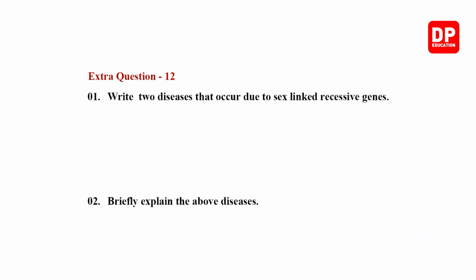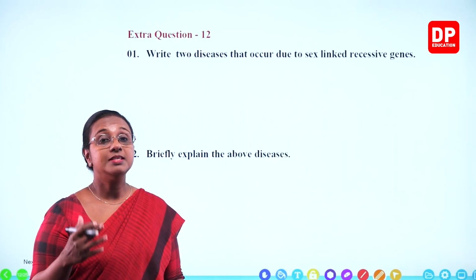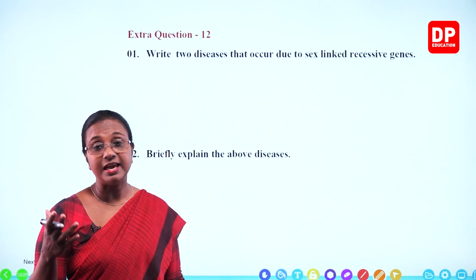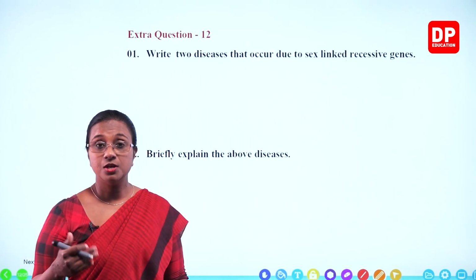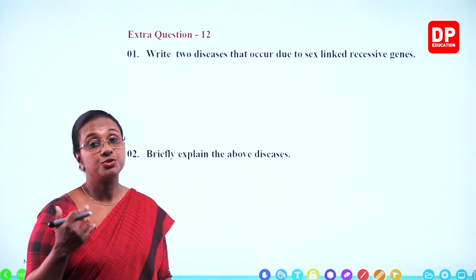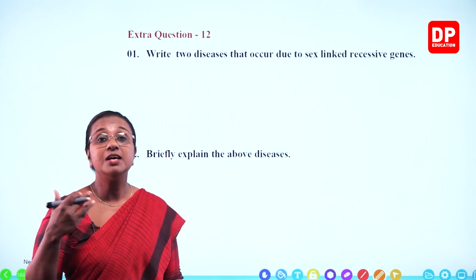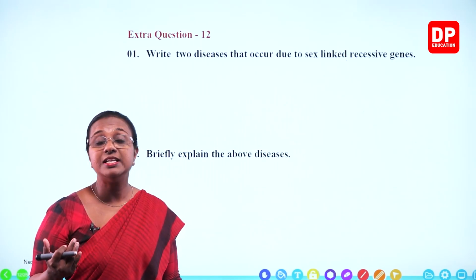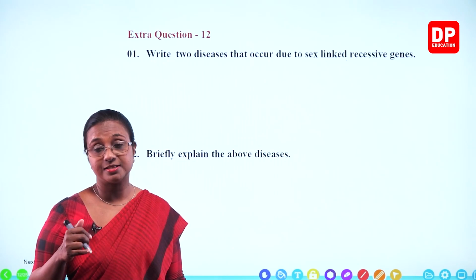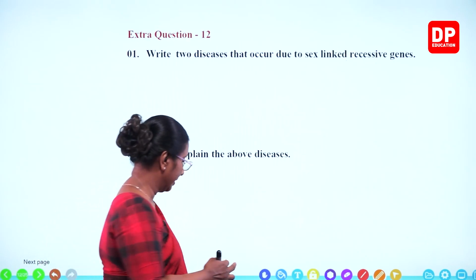Extra question 12. The first one, write 2 diseases that occur due to sex-linked recessive genes. You know what linked genes are? Genes of a chromosome that do not segregate independently are linked genes. So sex-linked means those genes are linked to the X chromosome, usually the X chromosome, and also recessive gene. Only in the recessive nature, they give rise to the disorder or the disease. We know 2 such diseases. What are they? Hemophilia and red-green color blindness.